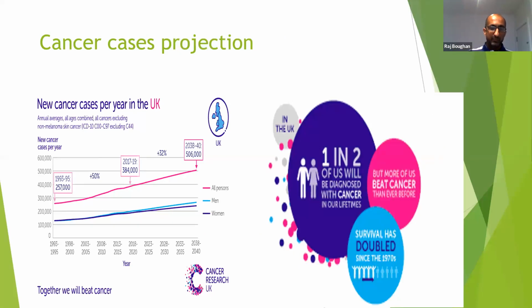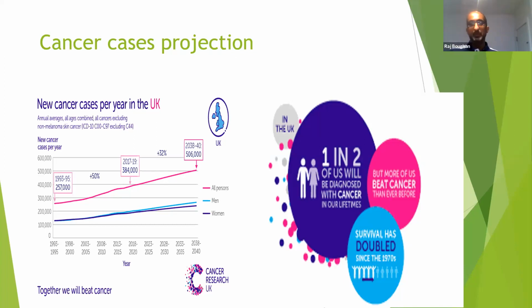Some more statistics here. Cancer cases, unfortunately, are just heading, you see that pink line, in one direction. The other two lines just represent male and female. They're projected to increase to over 500,000 by the year 2040, and we're currently at 380,000 now. 1 in 2 of us will get cancer at some point, which is an incredibly scary stat. Yes, it says there that the survival has doubled since the 70s, which is great. So in actual fact, if you're thinking, well, I've got life insurance, this will just cover that. Well, it won't, because you haven't died, so they won't pay anything out.